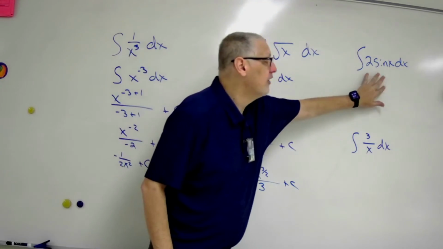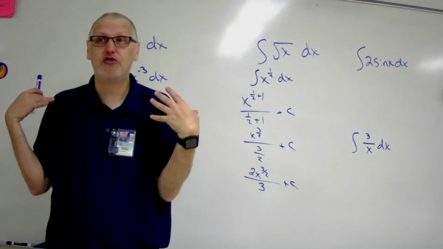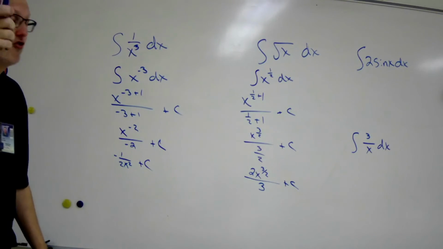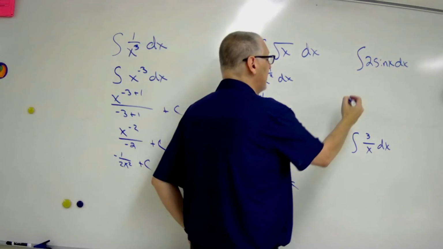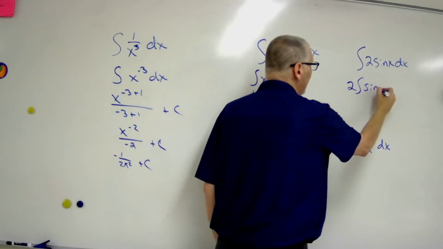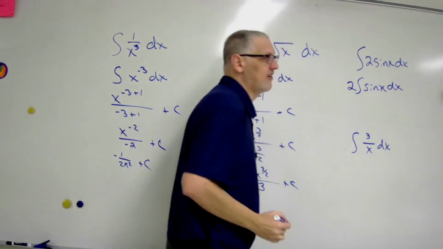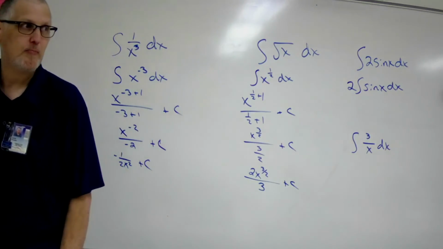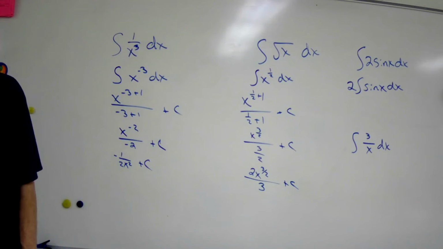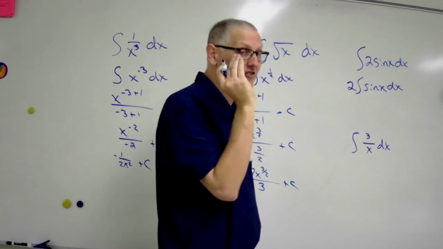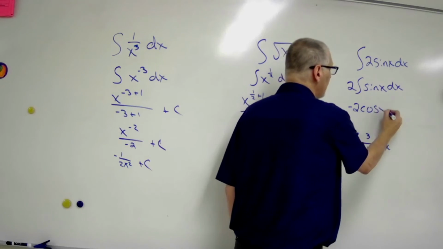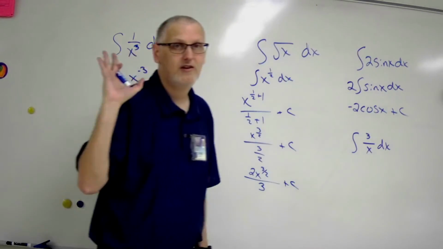What we're doing is pretty straightforward. Right here, the only thing I'm going to do first is what? You should always pull your constants out. Take your 2 right there. I'm going to integrate sine x dx. What is the integral or the antiderivative of sine x? Negative cosine. So now I have negative 2 cosine x plus c, and I'm done.